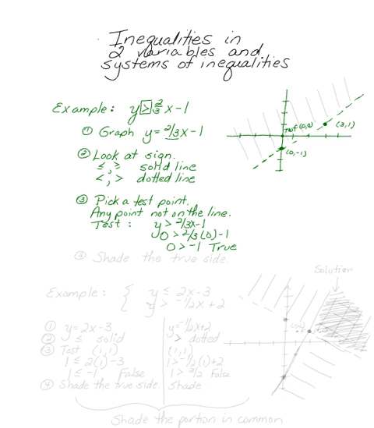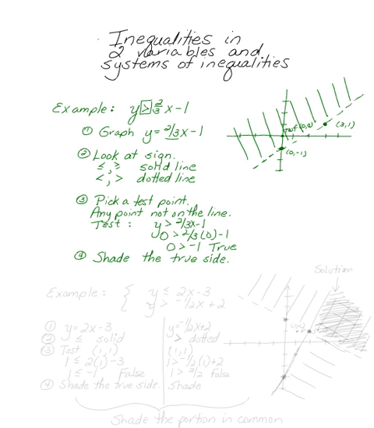So our last step here is to shade the true side, the side that makes our inequality true. If we had gotten false, then the opposite side would be true, and we would have shaded that side. Since 0, 0 was true, we're going to shade this side of the graph, and that particular example is done.